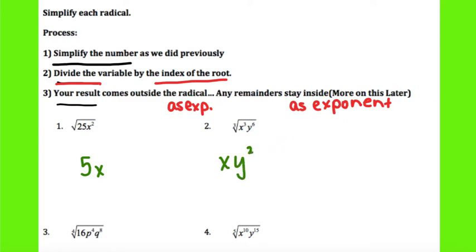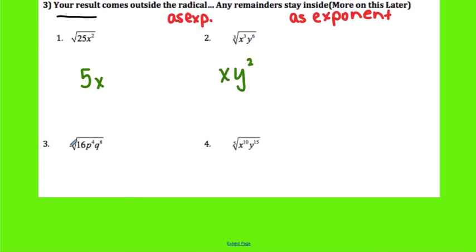Hopefully you're seeing what we're doing now. All right, the 4th root of 16. So 2 to the 4 is 16, so the fourth root of 16 is 2. P to the fourth, so 4 divided by 4 is 1, it comes out. And then 8 divided by 4 is 2, so q squared comes out of the radical.